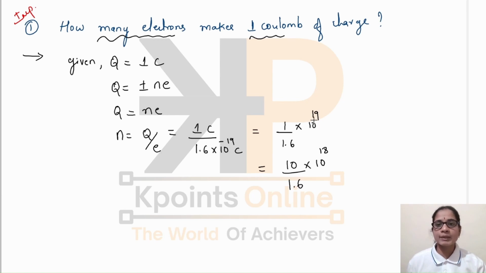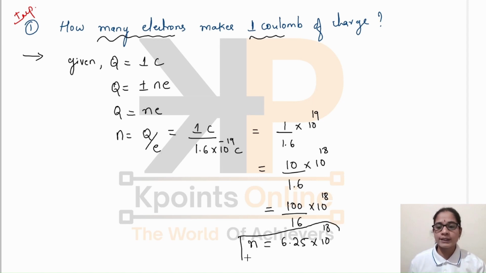This 10 raised to 19 can be written as 10 into 10 raised to 18. So it will be easier for calculation. If you remove the decimal here, it is very easy to calculate the answer. So I will write it as 100 by 16 into 10 raised to 18, which is equal to 6.25 into 10 raised to 18. So we have got here the number of electrons which makes 1 coulomb of charge is 6.25 into 10 raised to 18.